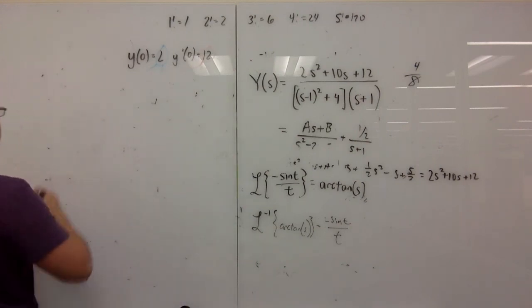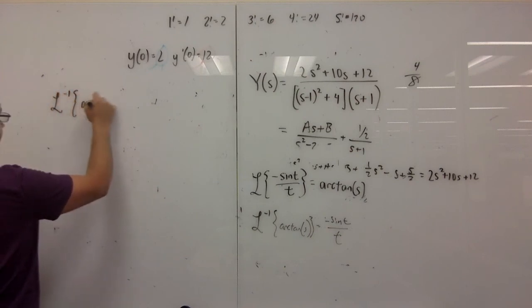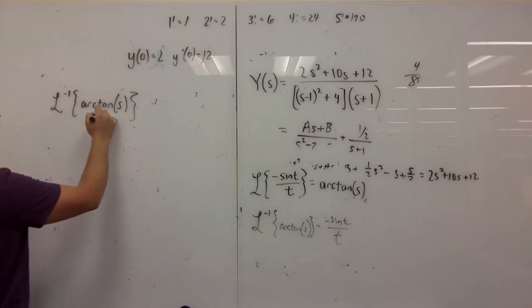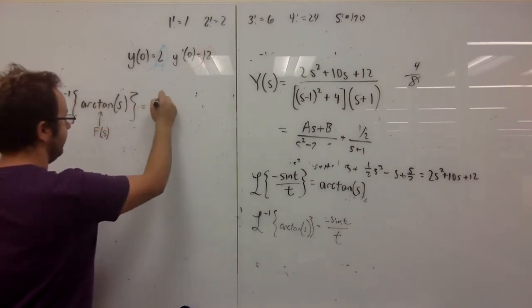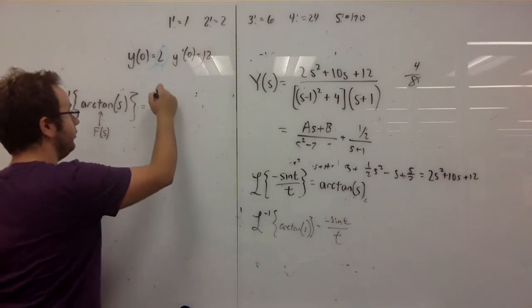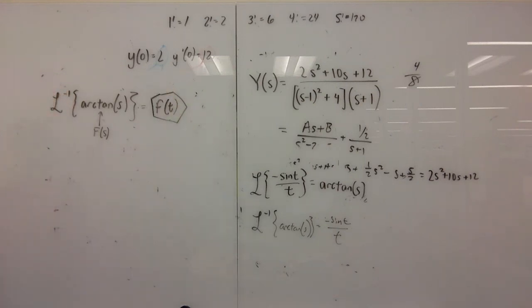So, Laplace inverse of arctan of S. For our purposes, we're going to call this F of S, and the Laplace inverse of this would be f of t. Laplace inverse of F of S is equal to f of t. What is f of t? This is our goal. Okay, what is this f of t? Well, how do I figure that out? It's not any one of the Laplace transforms we know.